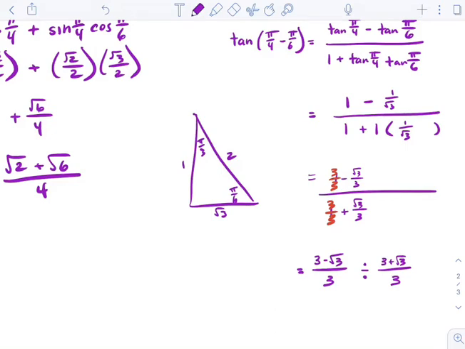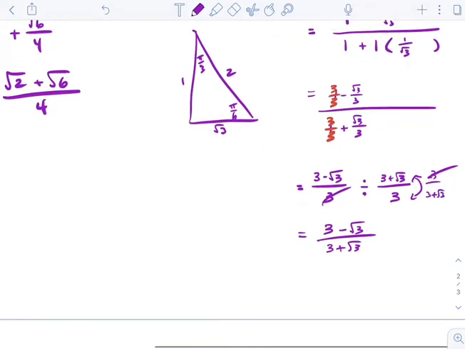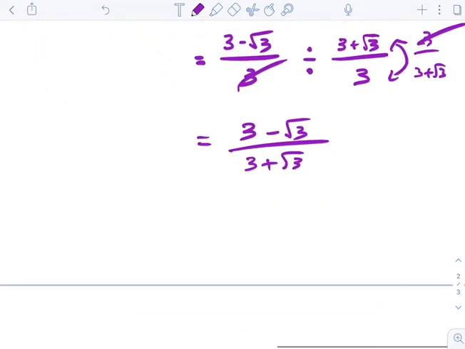And if you remember, when you divide, it's like multiplying by a reciprocal. I can flip this. 3 will be on top, 3 plus root 3 on the bottom, and multiply. The 3's will end up canceling, giving 3 minus root 3 over 3 plus root 3. Now that's the answer, but do we always work with that? There's always a better way to display a fraction that does not have a radical on the bottom. We don't want that root 3 on the bottom.